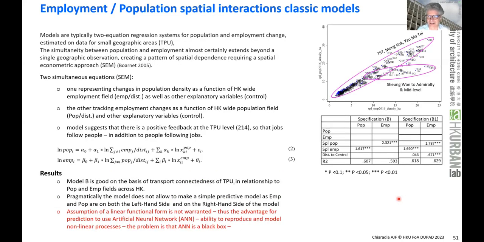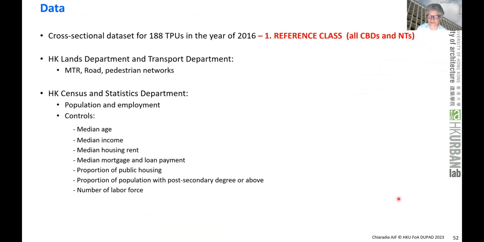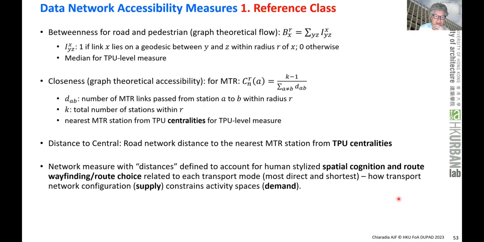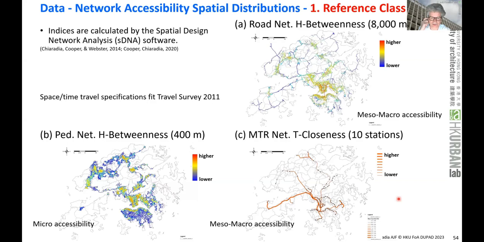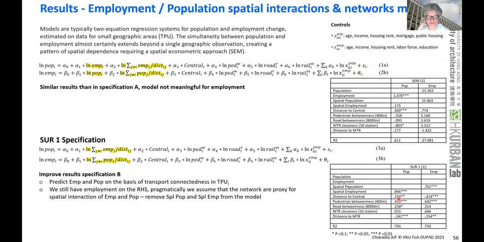We also realized that there was quite a lot of non-linearity in the classic model. And so we started to deal with a different type of model and use the CBD and the New Town as a reference class, and then have all that together with network accessibility, the MTR network, as you've seen in the previous modeling, the road network and the pedestrian network as well. That gives you a bit of what it looked like, the distribution, and so on.